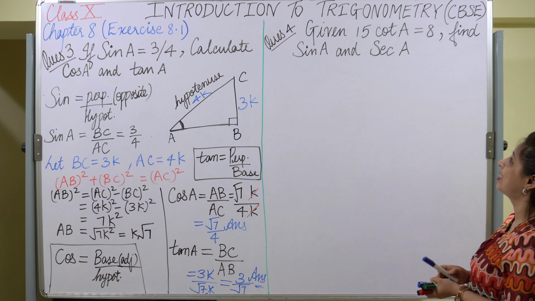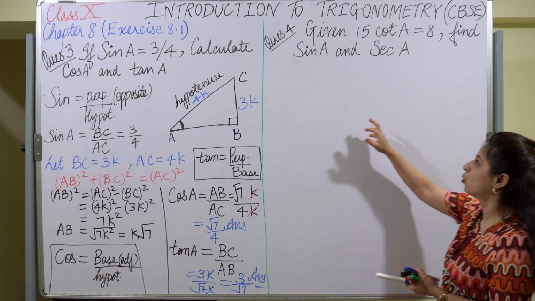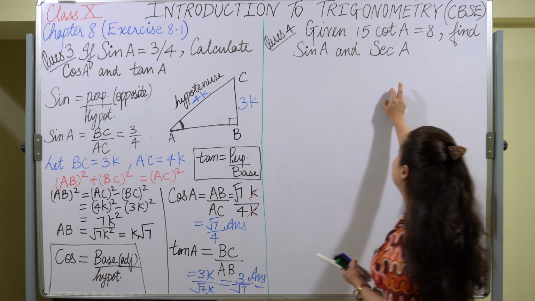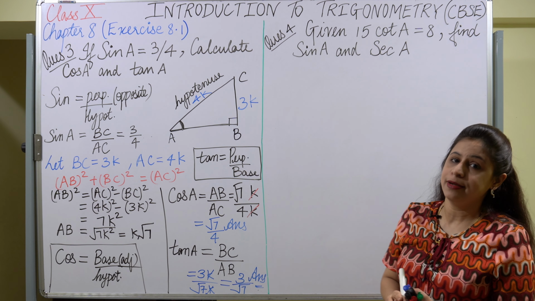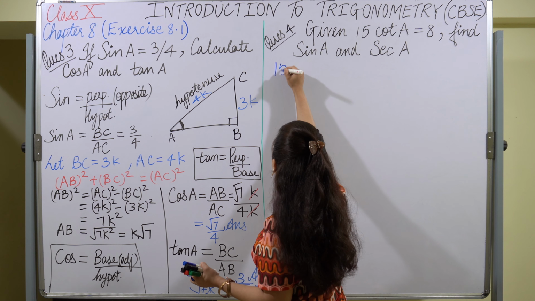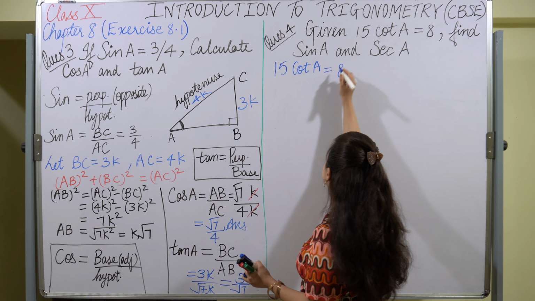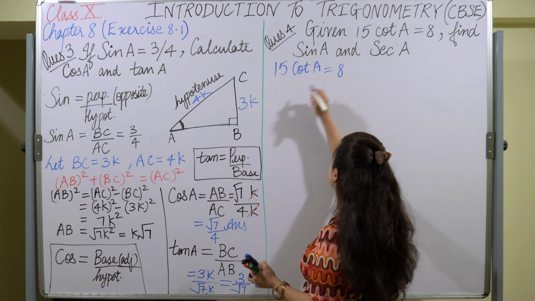Question number 4 says, given 15 cot A is equal to 8, then we need to find out the value of sin A and sec A. Okay, so we are given that 15 cot A is equal to 8. That means if we take 15 to the other side, it will come with division with the 8. So cot A will be equal to 8 upon 15.